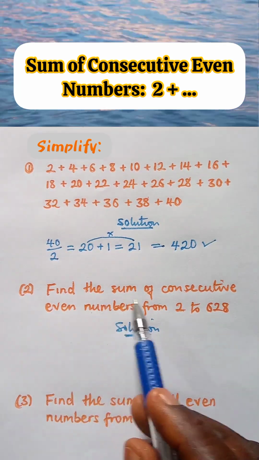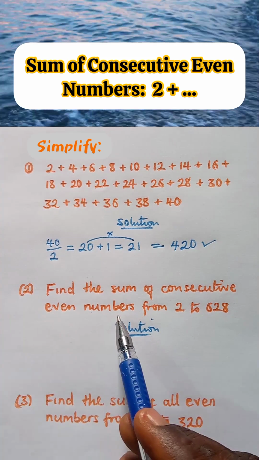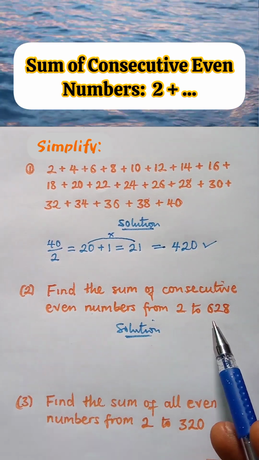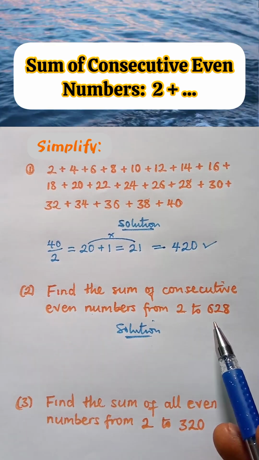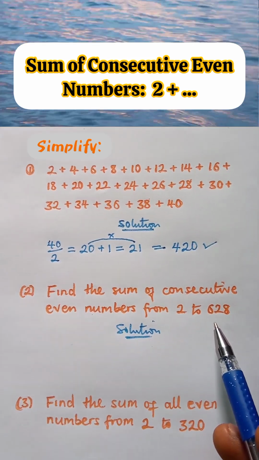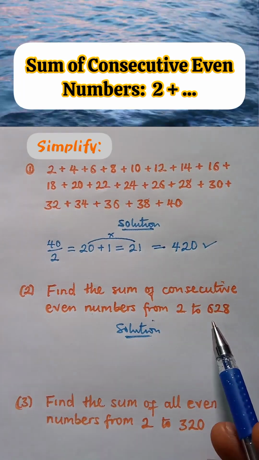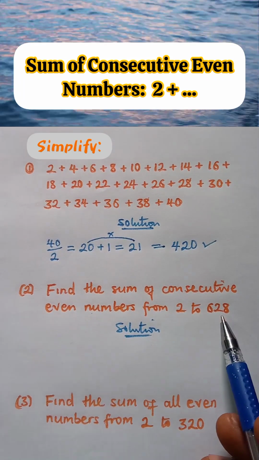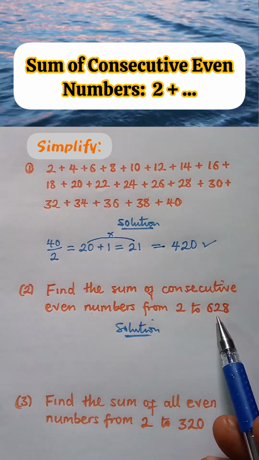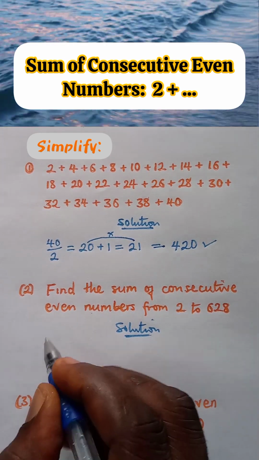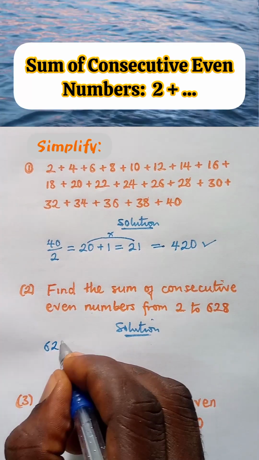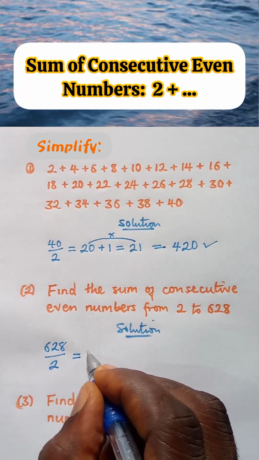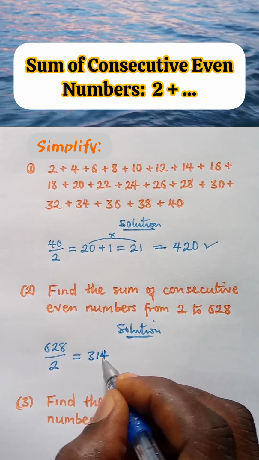We are to find the sum of consecutive even numbers from 2 to 628. This number is quite large. Okay? Also using the same method as explained in number 1, what we simply need to do here is to divide 628 by 2. Okay? So we have 628 divided by 2. When you divide, it gives us 314.